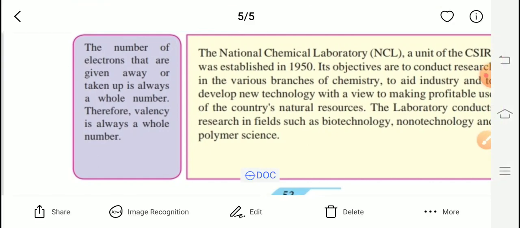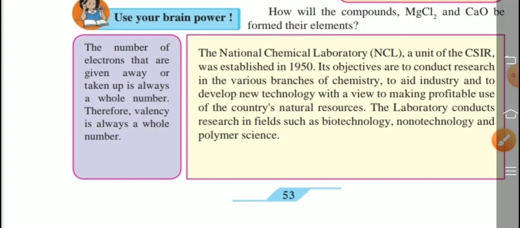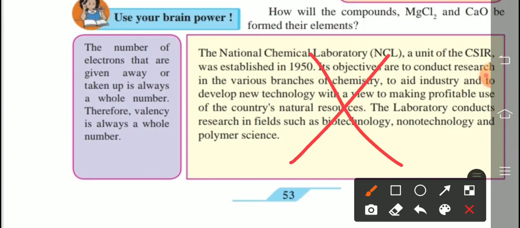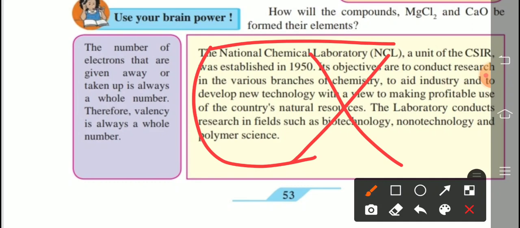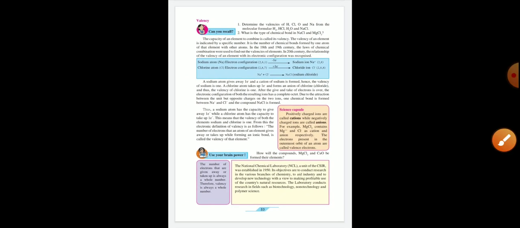Next, one more paragraph is given here. This is actually an omitted part, this yellow color box. This remaining part is there. The number of electrons that are given away or taken up is always a whole number. Therefore, underline, the valency is always a whole number, not a fraction. That's why valency is always a whole number, like our roll number. All of you getting? Next point.